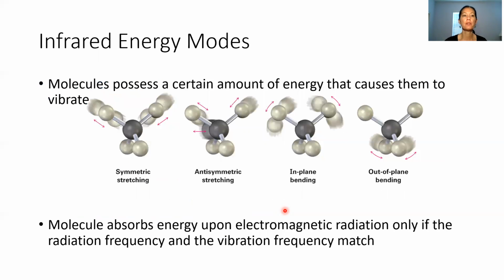So what we're in the business of is looking at infrared energy. And molecules can stretch. There are different types of stretching, symmetric, anti-symmetric. There's bending, in plane or out of plane bending. So just imagine, for example, a tetrahedral molecule, and all those atoms are balls on a spring. Just think how they can all move and bend and stretch.